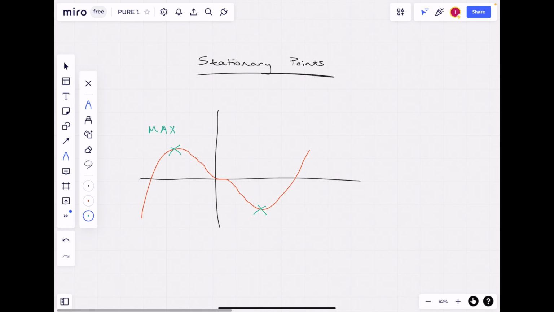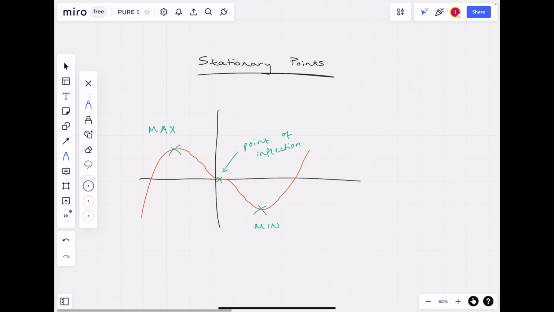On the right hand side, this would be classed as a minimum because the part of the graph close to it is above. The third type of stationary point would be here. That part is known as a point of inflection.